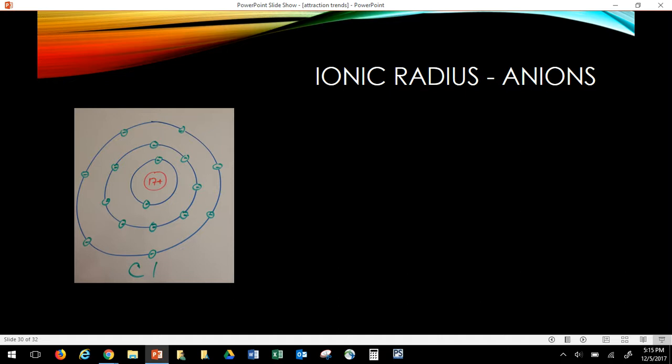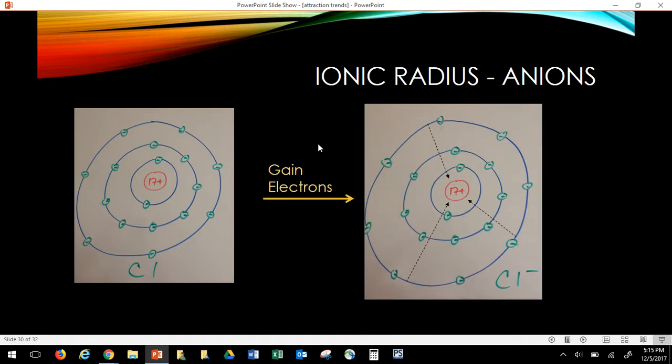If, however, chlorine, which has 17 protons and 17 electrons, adds an electron to become a nice stable noble gas configuration, the reality is, though, chlorine can't pull those in as well as it could when it was a 1-to-1 ratio of protons to electrons. Now there are more electrons than there are protons. And so because of that, the atom gets a little larger, the radius gets a little larger, because the force of attraction for those electrons is decreased from a 1-to-1 ratio to less than a 1-to-1 ratio. And so it gets a little bigger.